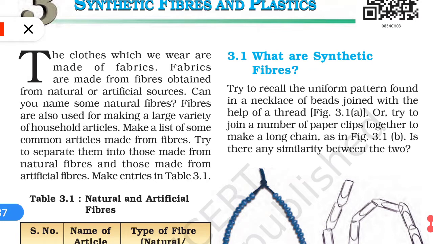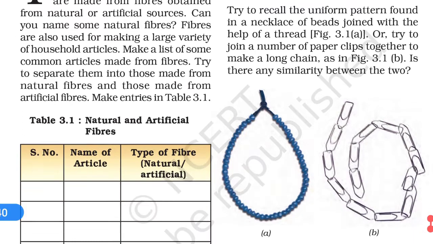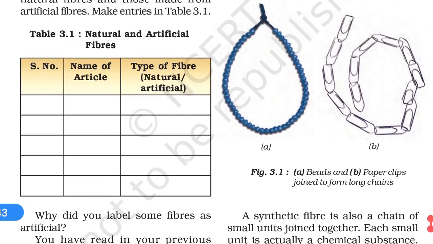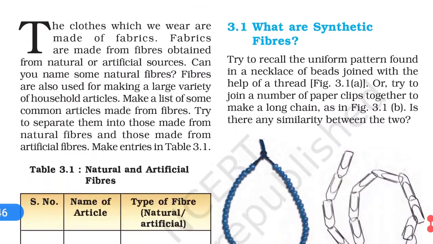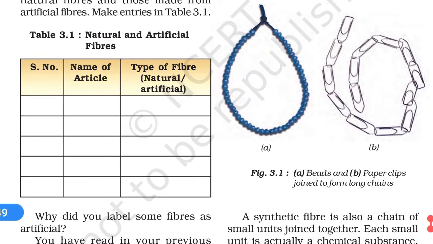Let us discuss what are synthetic fibers, because the title of the chapter is synthetic fibers and plastics. Before proceeding further, we can discuss this table number 3.1, in which you can make a list of natural and artificial fibers. 1, 2, 3, 4, 5, and you can increase the number of rows in the table. So you have to make the table of names of articles and the types of fibers, natural or artificial fibers.